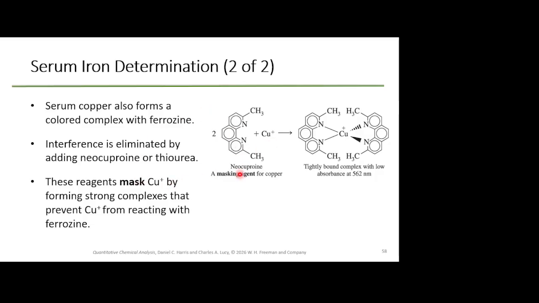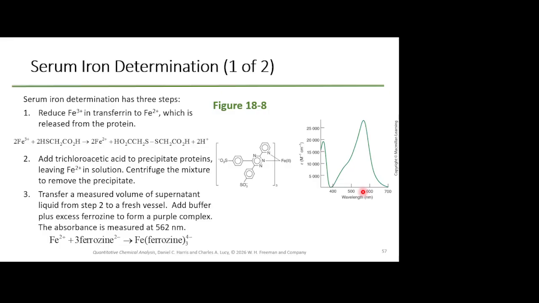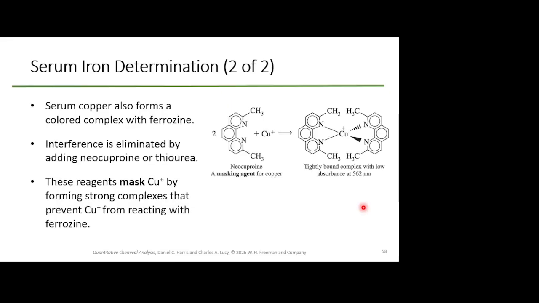So what you can do is use what's called a masking agent. It's going to bind the copper very tightly in a very stable complex. And that complex has a very low absorbance at the 562 you're going to be measuring at. And so then we can avoid interfering with our spectra by masking that copper. Okay. And whenever you're talking about reagents that mask something, they're typically going to bind that very tightly so it won't react with whatever is going to give you your signal. Okay.